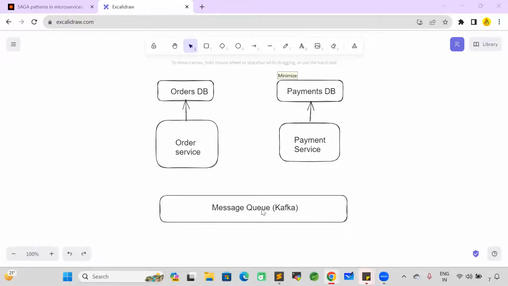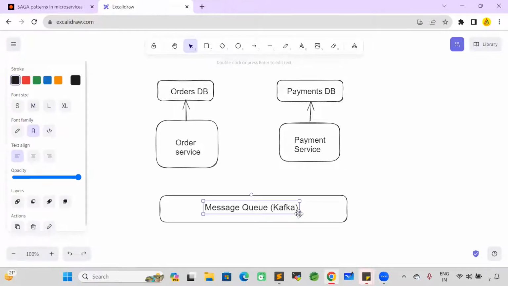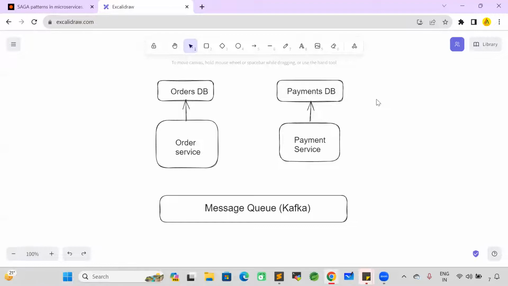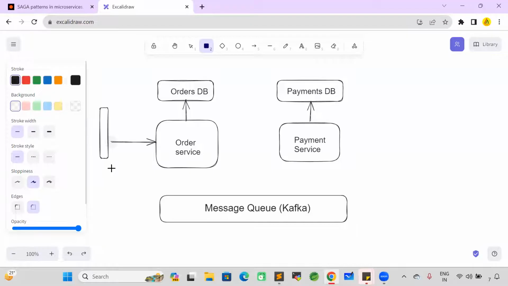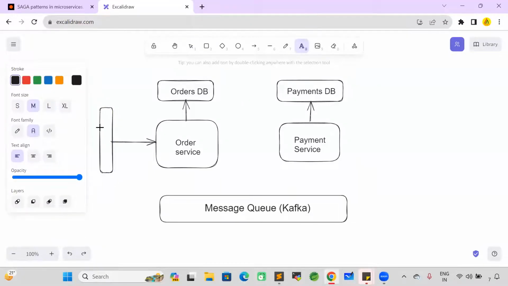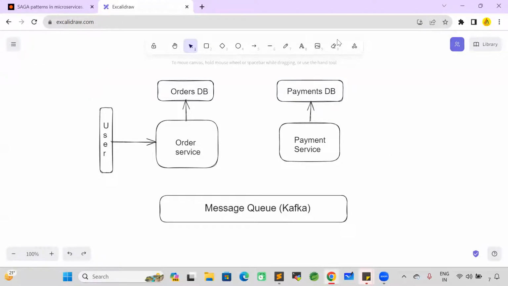So Apache Kafka will be available. What is Apache Kafka? Apache Kafka is a message queue where we can store messages of our application. Whenever an order comes from the user, the user is going to place the order in our application.